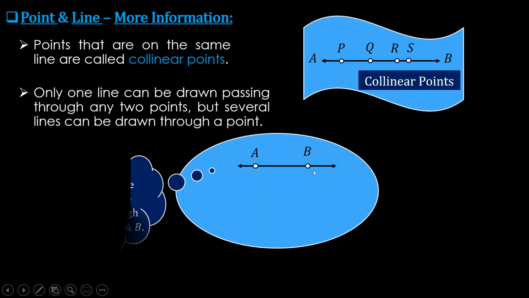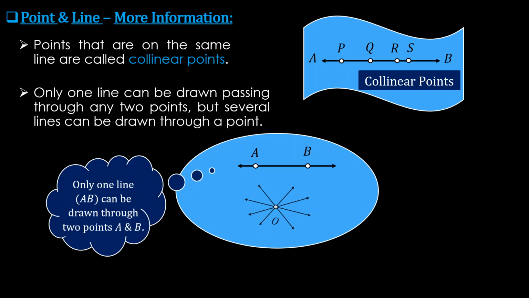But there can be several lines passing through only one point. O, in this case, O is a single point here. There are many lines that can be drawn through this point O.